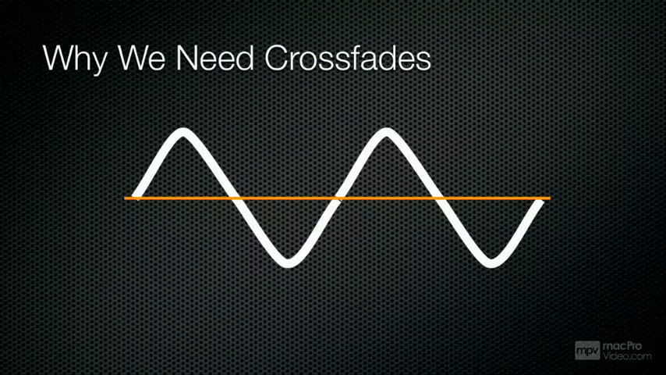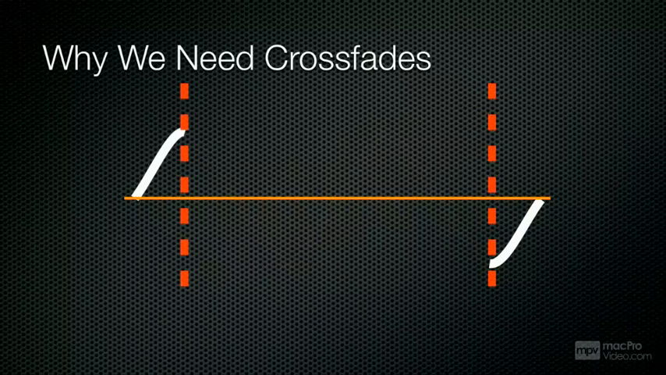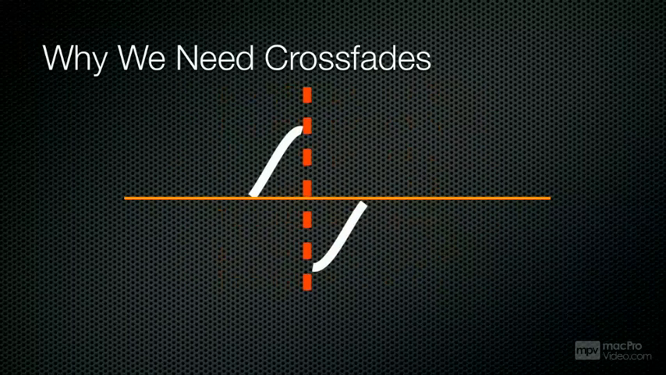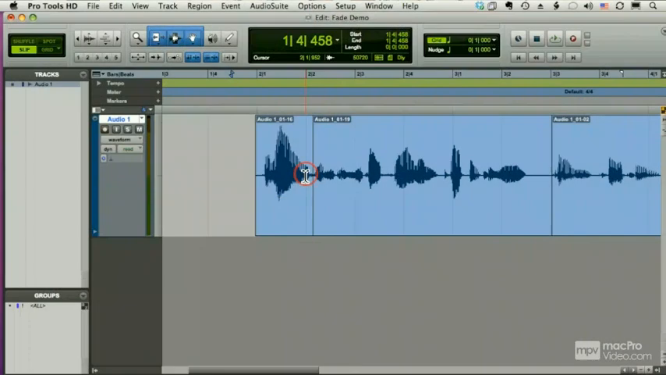Or if I have two pieces of audio which weren't connected originally and now I've connected them, it's possible that the waveform may become disconnected. The first part of the file may end at the top of the wave and the next part may start at the bottom of the wave. So you have this little split there, and that can cause clicks in your audio. So to prevent that, one of the ways you do that is by using a crossfade.